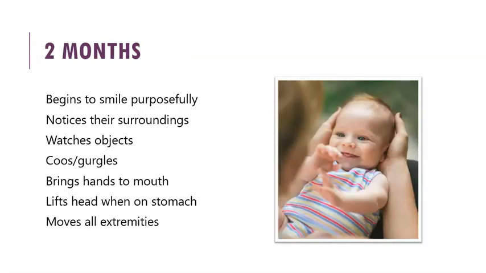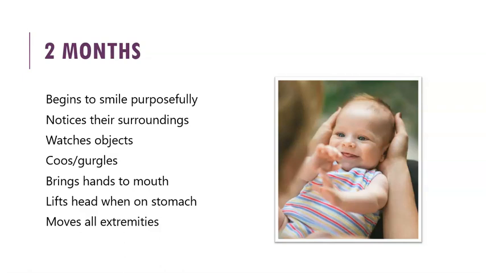Now we're just going to go through a few ages of children, and I'm going to give you some examples of developmental milestones that children at that age should be meeting. So let's start with 2 months. So 2 months old, this child will begin to smile purposefully.